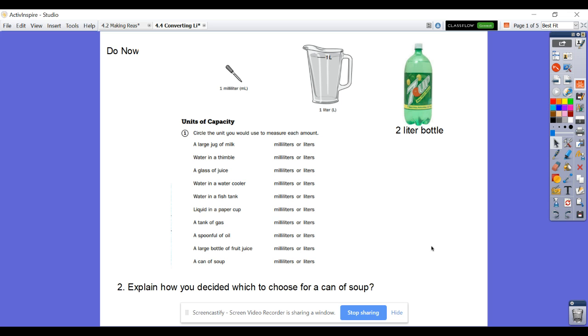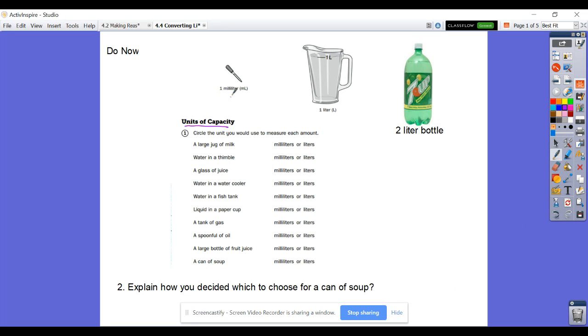Today, we are going to talk about converting units of liquid measure or units of capacity. So you've already practiced converting units of length, like centimeters to meters and millimeters and so on. But today, we're going to do that with capacity, which means units you would use to measure liquid. So let's warm up our brains by just thinking about the units of capacity.